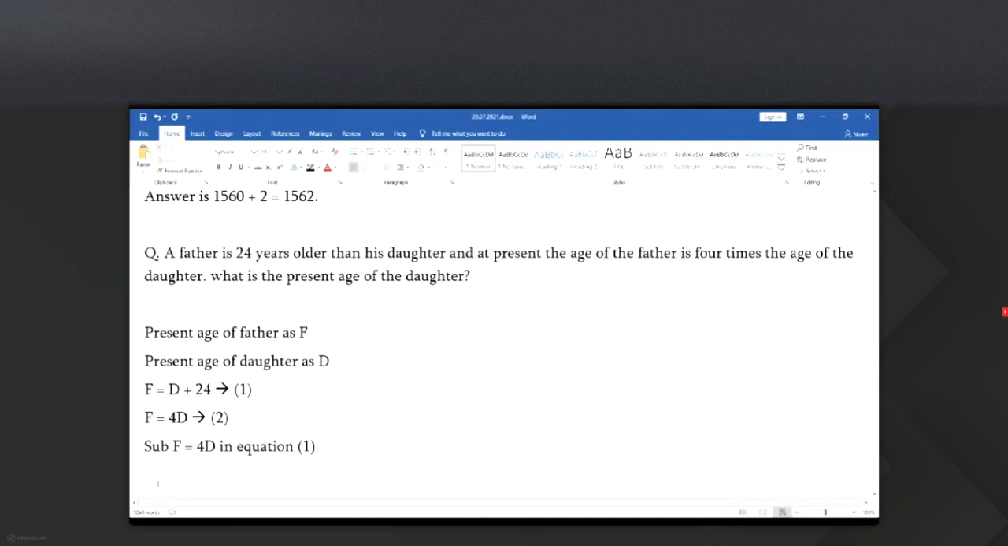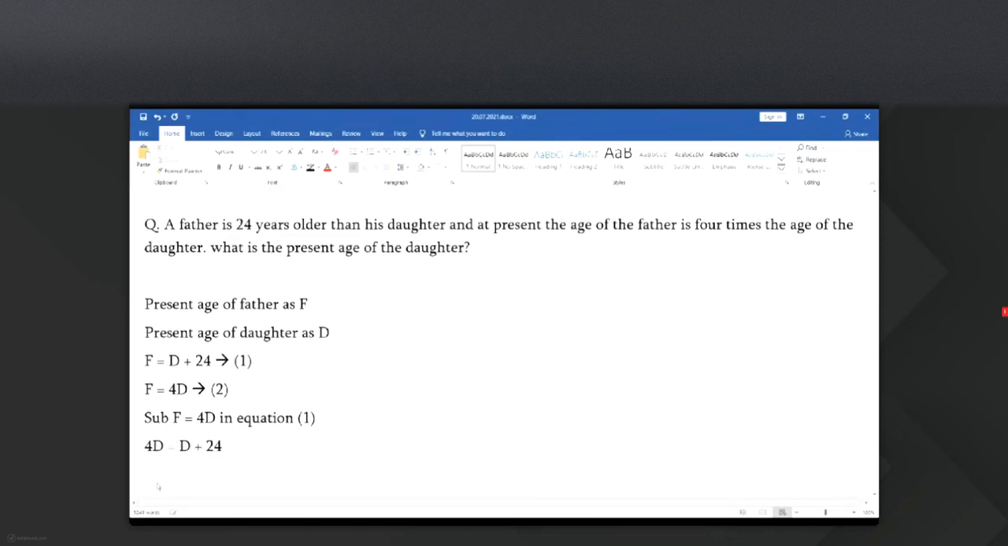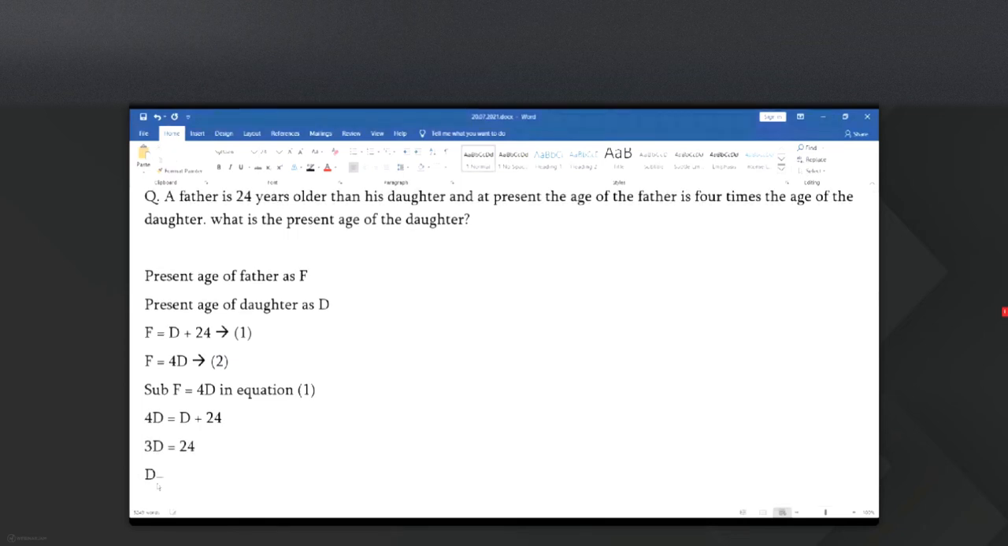So what happens is this becomes 4D is equal to D plus 24. The first one becomes like this. Or another way, 3D is equal to 24, and that will give me D is equal to 8 years. So the important thing with these age problems is this: please make sure that you assume the current age of father as F and the current age of daughter as D. Please make sure that you do that, or else it is going to be difficult.